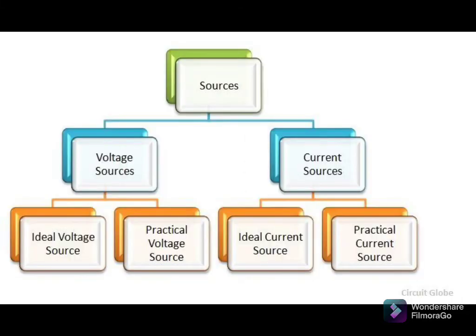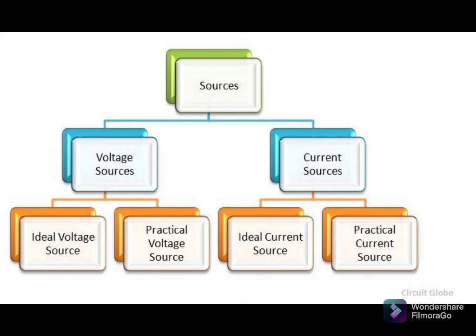Coming back, the basic types of sources are voltage source and current source. Normally a voltage source has a forcing function of EMF, whereas the current source has a forcing function of current. A voltage source is a two-terminal device whose voltage at any instant of time is constant and is independent of the current drawn from it. Such a voltage source is called an ideal voltage source. An ideal voltage source has zero internal resistance. Practically it is not possible.